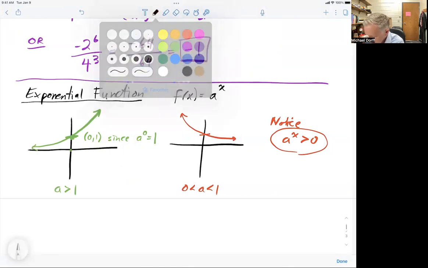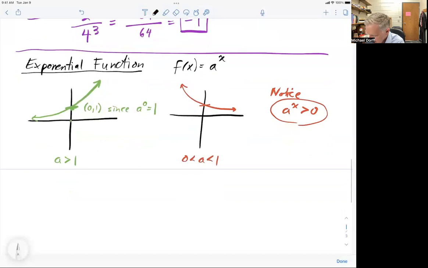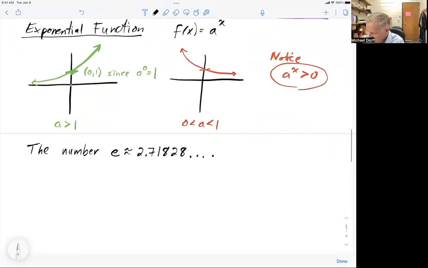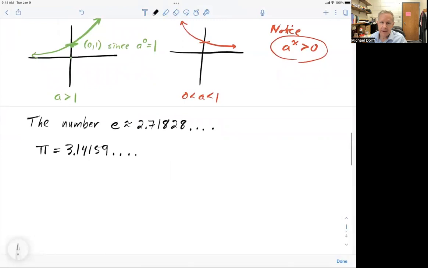Now, in calculus, we're going to talk a lot about a certain number, and that number is the number e, which is approximately equal to 2.71828, and it goes on forever. Just like pi is a number, 3.14159, and it goes on forever. e is another number, and it goes on forever, and its value is approximately 2.7. And so you may ask yourself, where does this e come from?